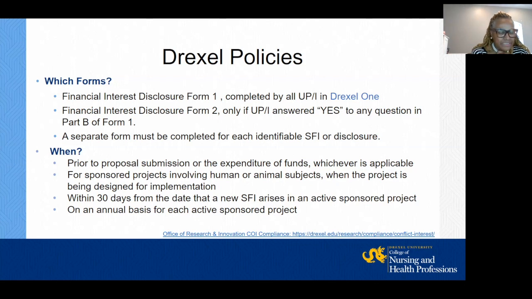So what happens if I create a new outside relationship after I've submitted my proposal? You have within 30 days of when you identify a new outside relationship to disclose it to the Office of Research and Innovation. Yeah, that's pretty much it. And then the last piece, of course, is annually.